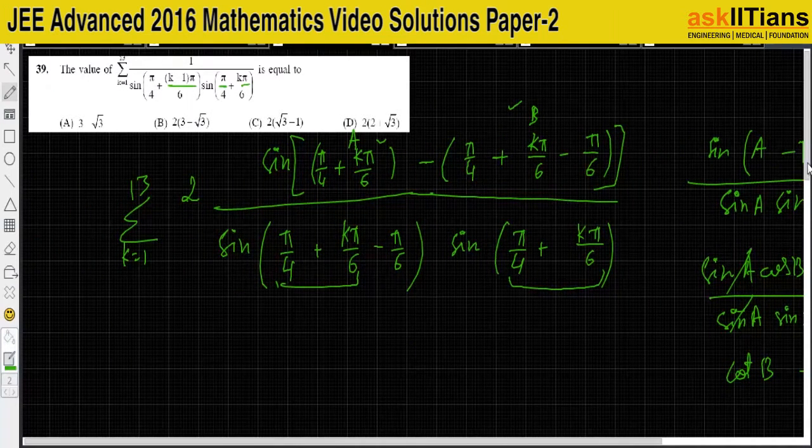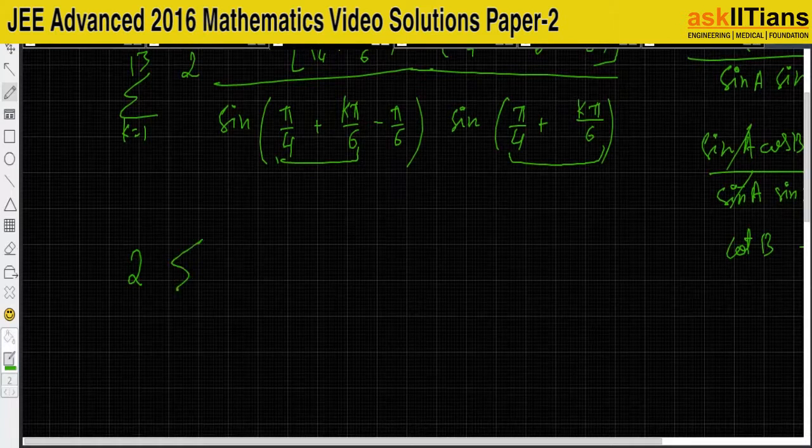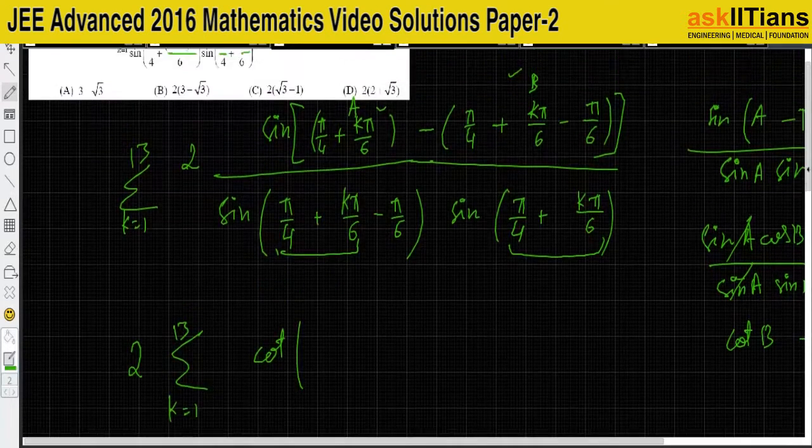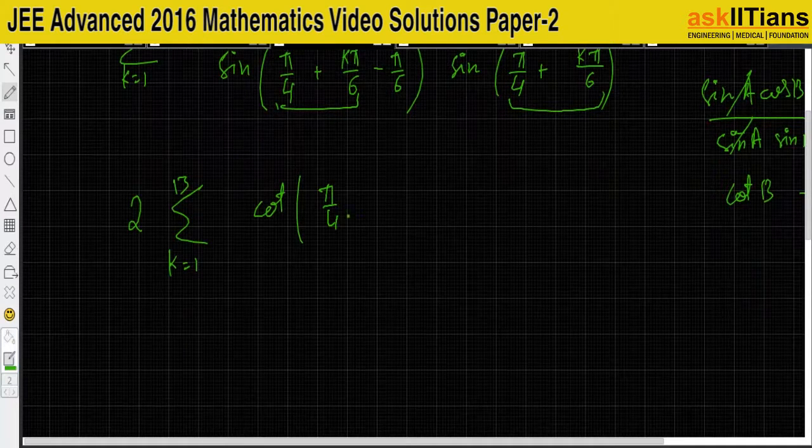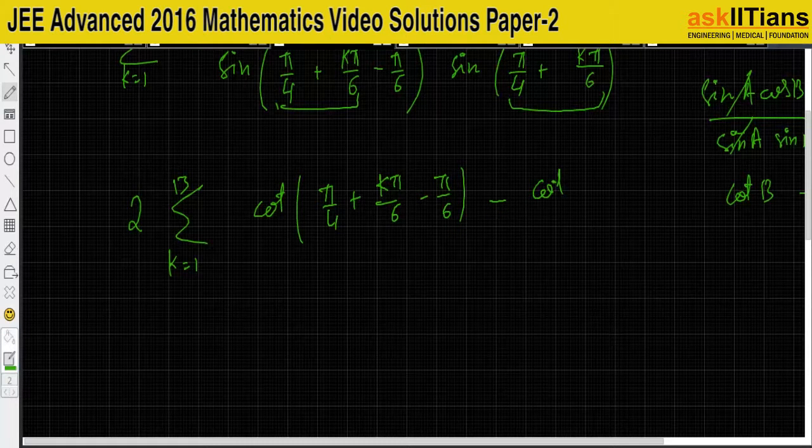So if I simplify this, I get 2 outside, sum from k equal to 1 to 13, cot of B. What is B? B is the smaller angle, that is pi by 4 plus k pi by 6 minus pi by 6, minus cot of pi by 4 plus k pi by 6, only this much. That is cot A. So like this I'll get.